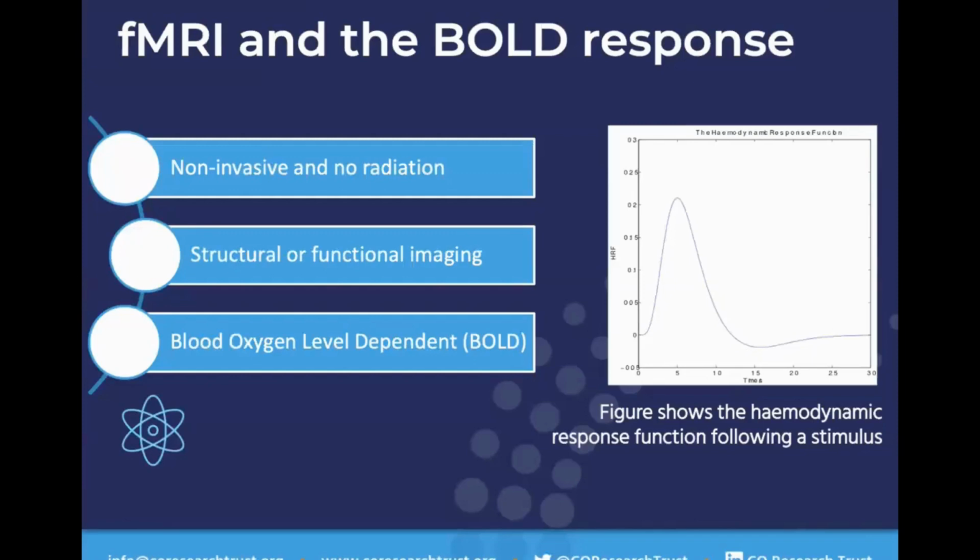BOLD imaging picks up on the influx of blood, as oxygenated blood has different magnetic properties to that of deoxygenated blood. This is what generates our BOLD MRI images. I'll now move on to some of the findings that we have made using this technique so far.